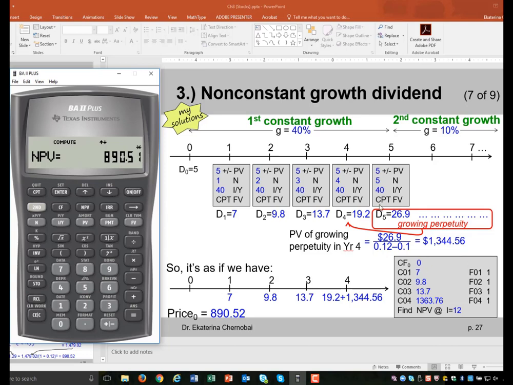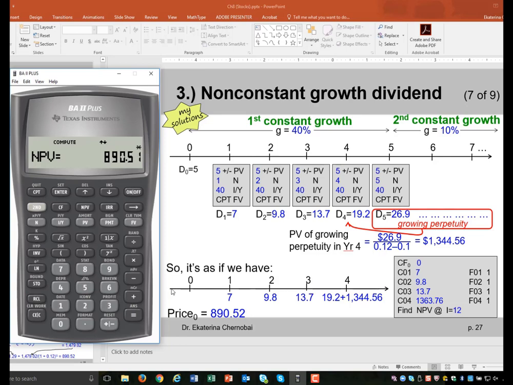Okay, so again, it's a two-step problem. Well, actually, it's more than that. First, we manually calculate the dividends one at a time for the entire first constant growth time period. And the last one is where you stop. The last dividend that you found is also the first. You can look at it as being the first one in the second constant growth dividend time period. And so we use that last dividend as our cash flow in the formula that calculates the present value of a growing perpetuity in the numerator. So that is our next step.